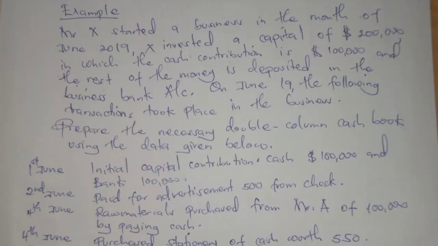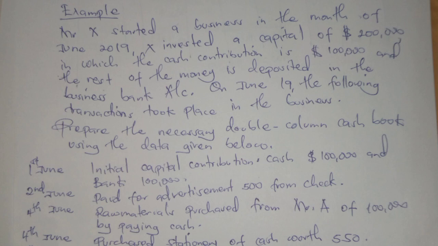So let's have an example on cash book. The example says Mr. X started a business in the month of June 2019. X invested a capital of $200,000 in which the cash contribution is 100,000 and the rest of the money is deposited in the bank. So cash contribution is 100,000, meaning the bank contribution is the remaining balance, which is also 100,000.